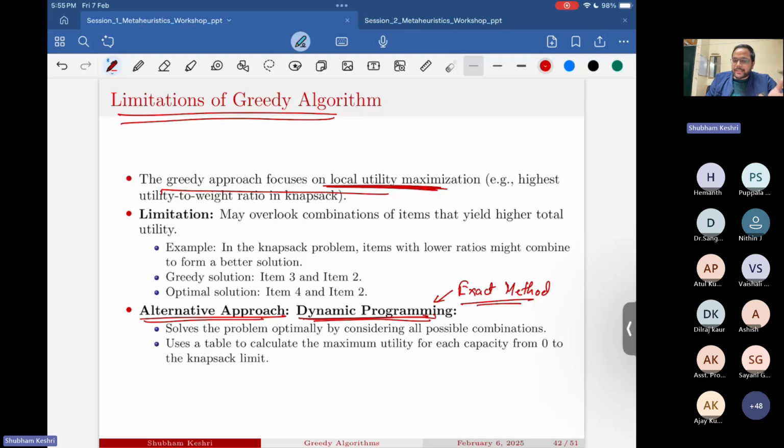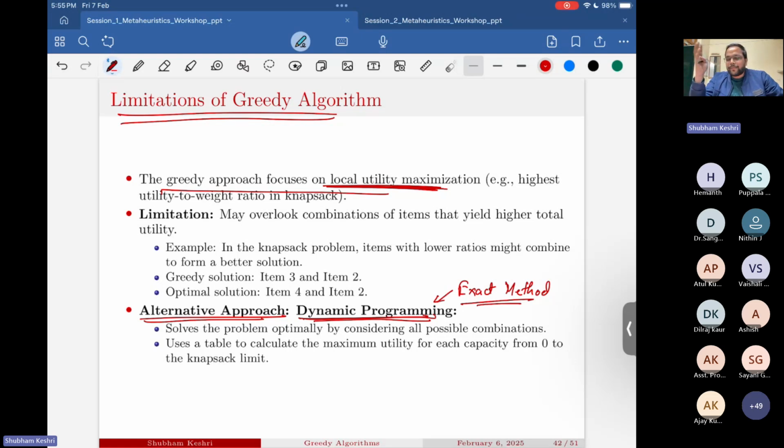What is the limitation? Since it is an exact method, if the problem becomes large, suppose n is 1000 items, then this method is slow. The greedy approach is very fast. It is just picking the item one at a time and then constructing the solution. Dynamic programming works a little bit differently and it takes more time as compared to this heuristic.